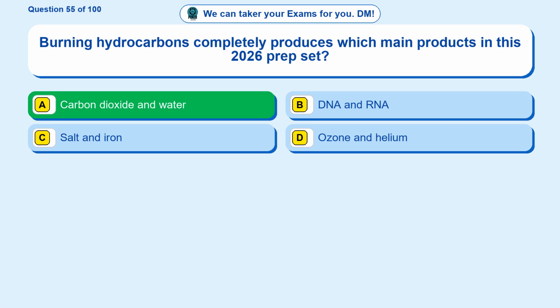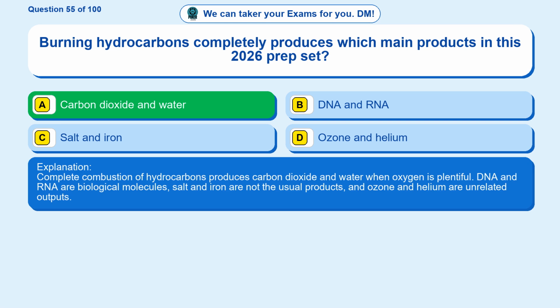The correct answer is option A. Carbon dioxide and water. Complete combustion of hydrocarbons produces carbon dioxide and water when oxygen is plentiful. DNA and RNA are biological molecules, salt and iron are not the usual products, and ozone and helium are unrelated outputs.